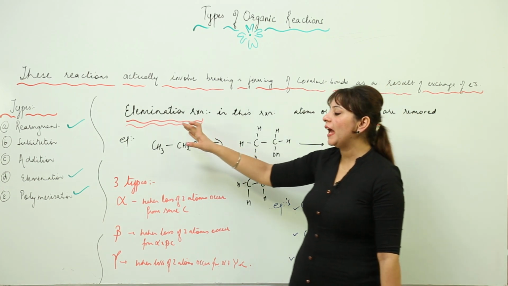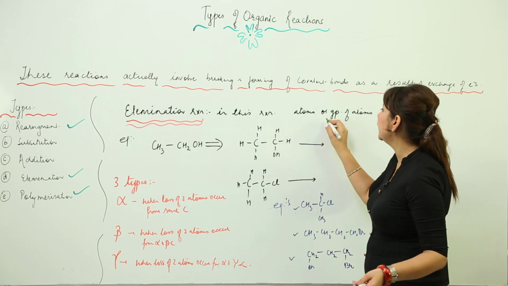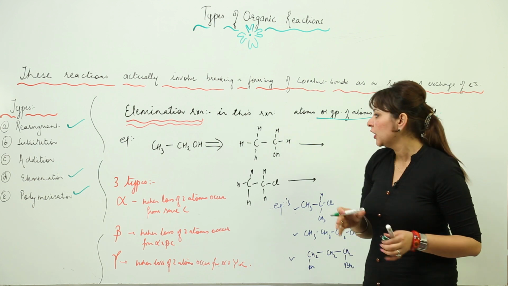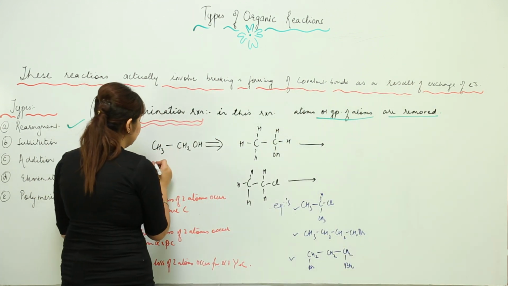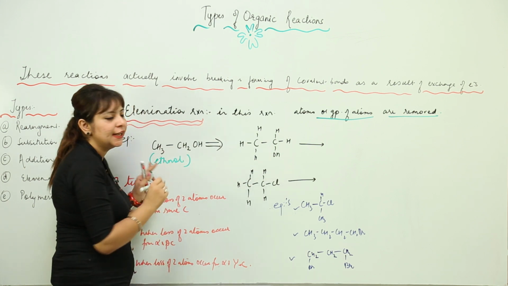Now the elimination reaction is that in which we will see that smaller molecules, or you can say a group of atoms, are being removed from the reactant. So just look at the board, how it occurs. Suppose I have this compound. The name for this compound is, we know, ethanol, CH3CH2OH.